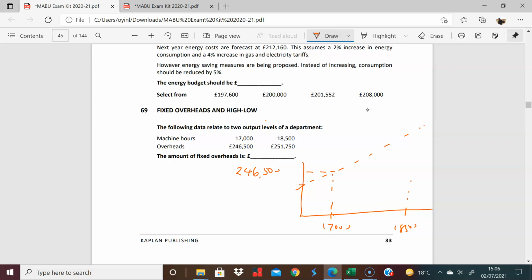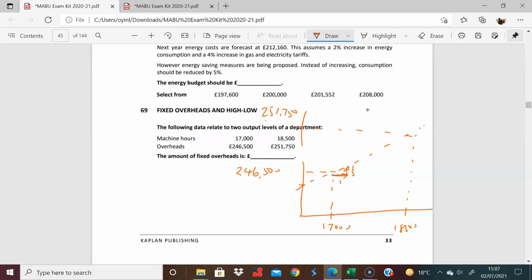246,500, and then at 18,500 we're dealing with cost that says it's 251,750. So the argument here is we are trying to first of all find the variable element. That's important because the variable element is really saying, every time we produce a unit, how much does the variable cost increase by? When you increase by 1 unit here, what happens to the cost? The whole point is, what is the cost of the variable cost with the production of 1 extra unit?